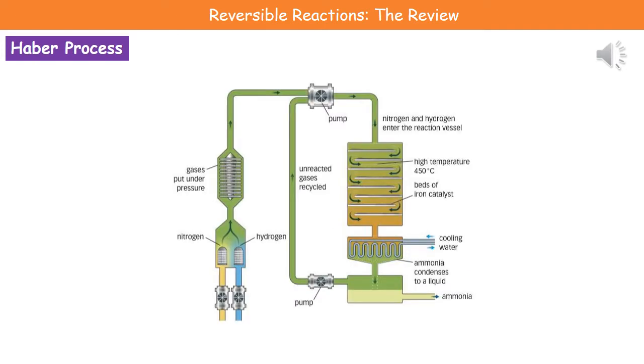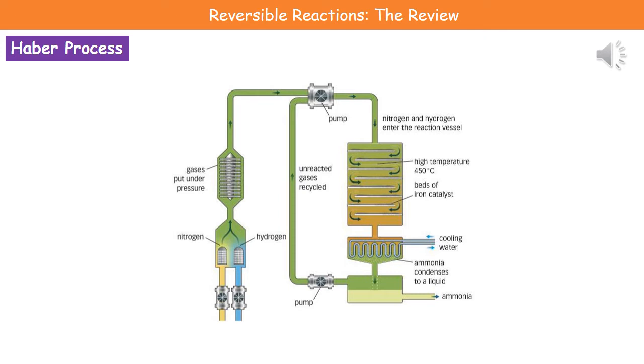This diagram then shows us what happens in the Haber process. So what we've got in the bottom left of the diagram there, we've got our gases coming in. So we've got nitrogen and we've got hydrogen. So they're brought in and then put under pressure first of all, and this is a pressure of about 200 atmospheres. They're then going to be pumped into the main reaction vessel.